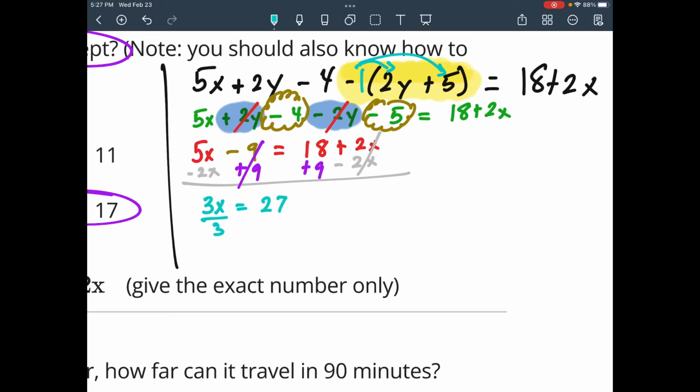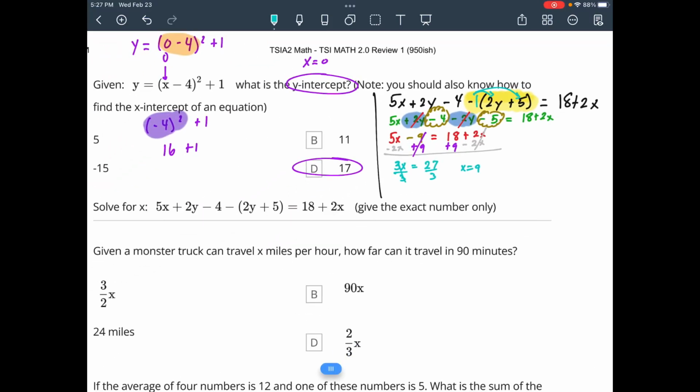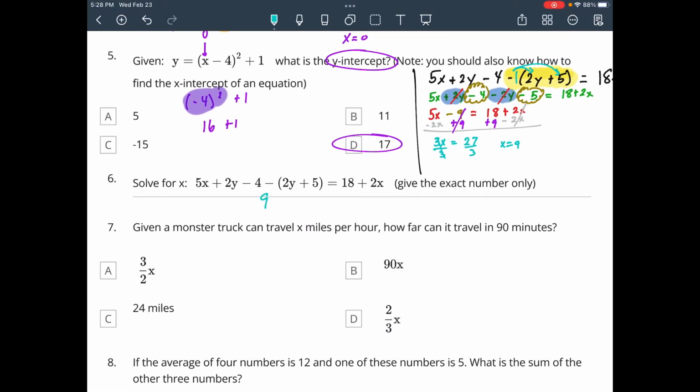Divide by 3. And that gives us our answer. X is 9. So that's the answer for number 6, 9.